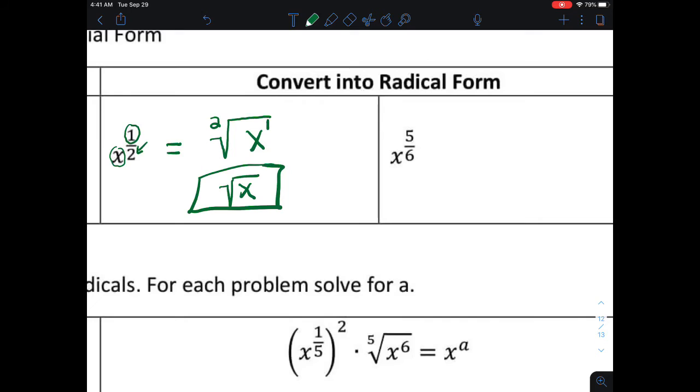Now let's do the same thing for x to the 5/6 power. So I'm going to write this in radical form. So I'm going to write my radical, and I'll put x on the inside. Now the number on the bottom is the power of the root. So 6 is the power of my root. So 6 goes right up here in the corner of the radical. And the number on the top, the 5, is the exponent that is applied to what's on the inside. So I have the 6th root of x to the 5th power.